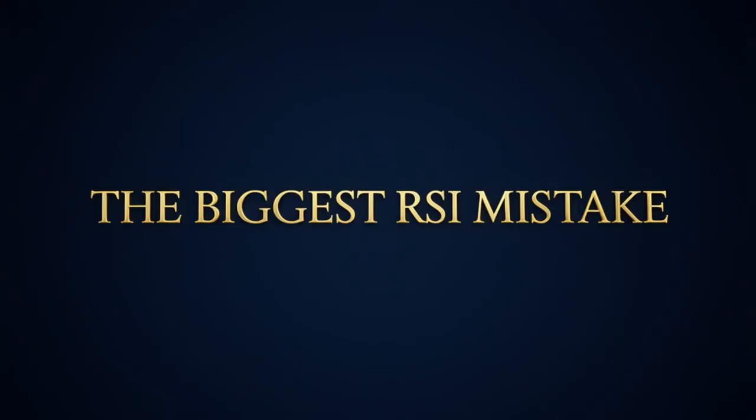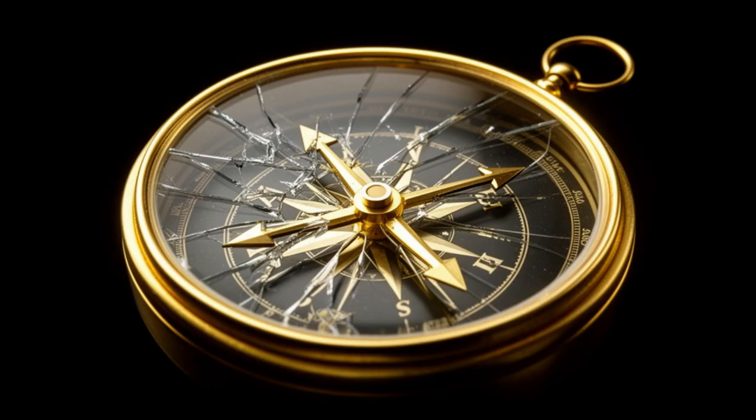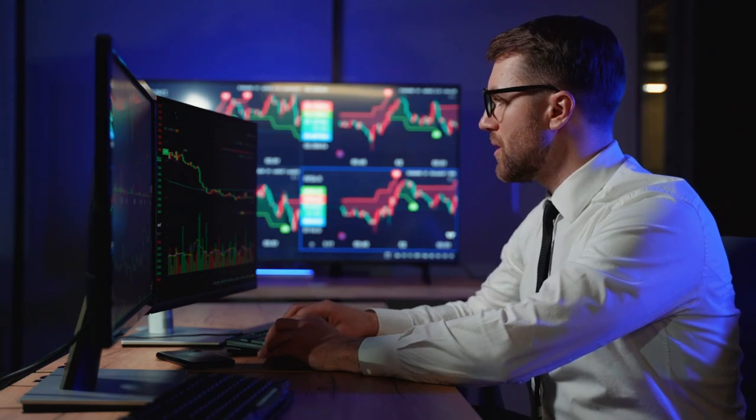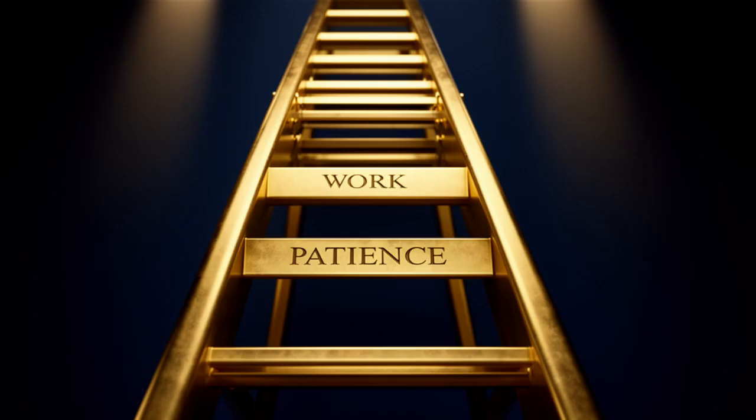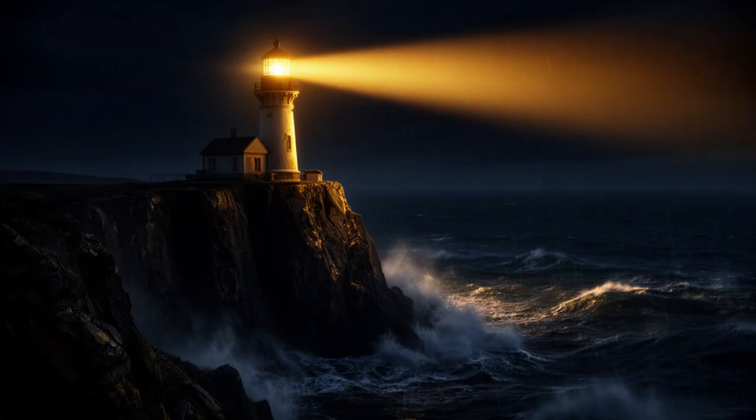Part 7. The biggest RSI mistake. The biggest RSI mistake is treating it like a crystal ball. Many traders see RSI above 70, they immediately sell. Many traders see RSI below 30, they immediately buy. Markets are not that simple. Indicators do not remove the need for thinking. The market rewards analysis, not shortcuts. Use RSI as a tool, not as a substitute for judgment.